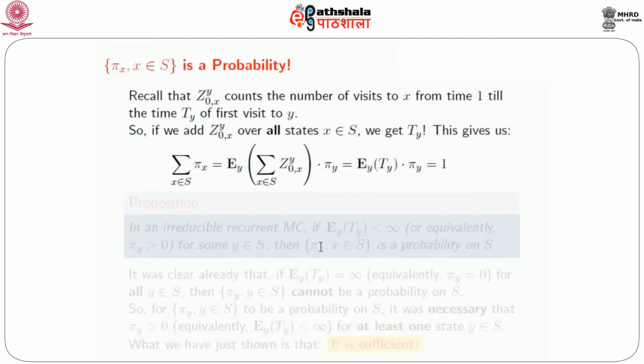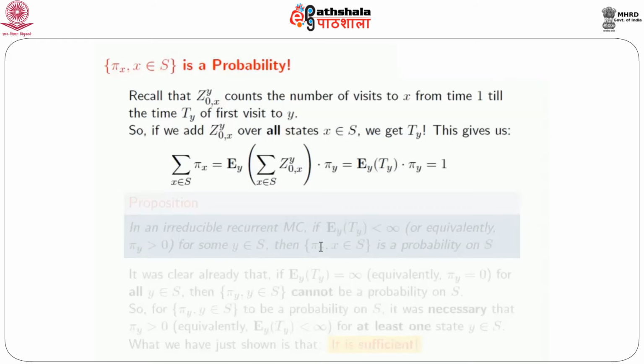So combining that with the earlier result, we already saw that the expression for the sum of pi x over x is equal to the second expression in this equality, and the first factor of that second expression is ey of ty, because that sum of z0x's over all x in S is just ty. So what you end up getting is ey ty times pi y, but that by definition is 1, because ey ty is a finite quantity and pi y is just its reciprocal, so the product of the two is 1. So what have we proved?